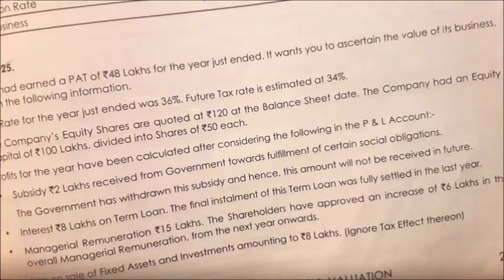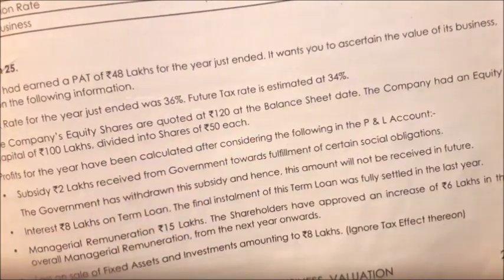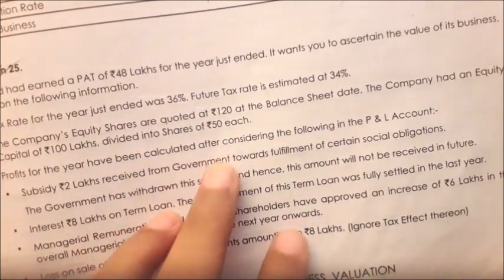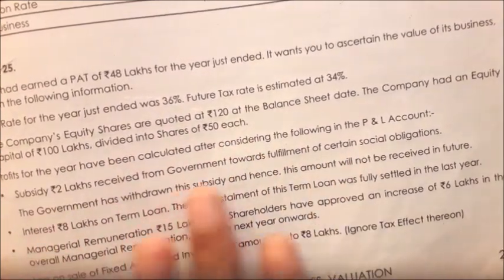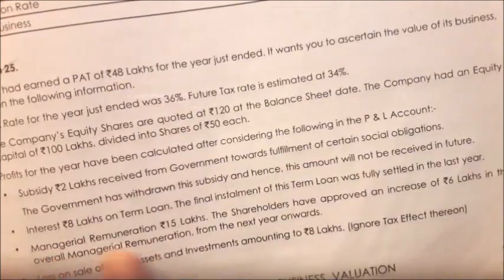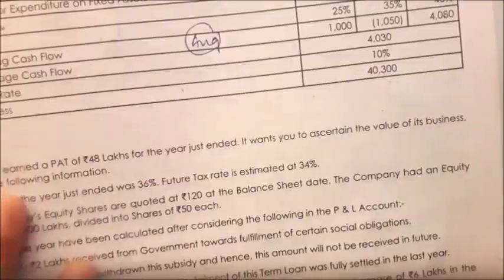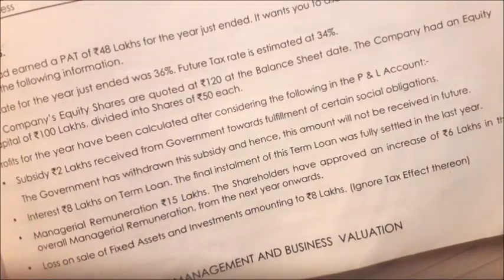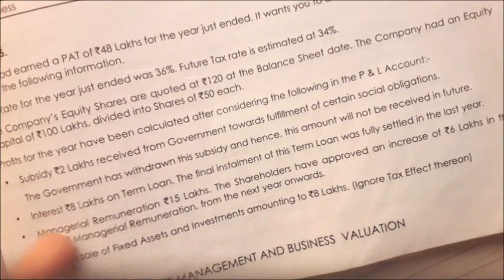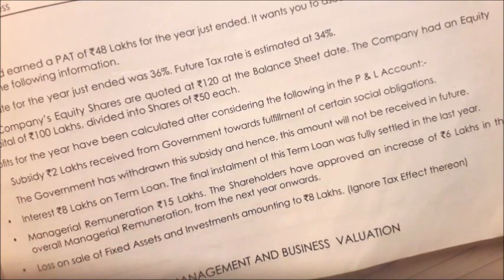Profit after tax is provided. Tax rate was 36%. Future tax rate is 34%. Equity share is this much, and they have given a few adjustments. So the adjustments show that we have to find future maintainable profit after tax. The past rate is given and the present rate is provided. That itself shows we have to find future maintainable profit after tax.